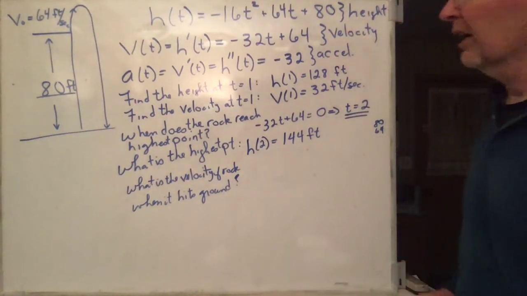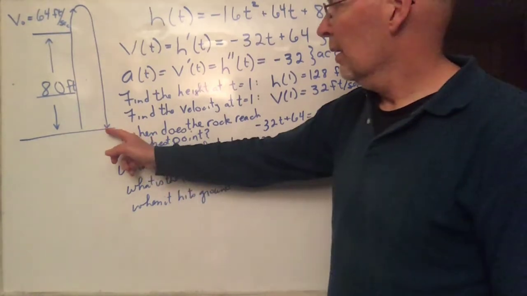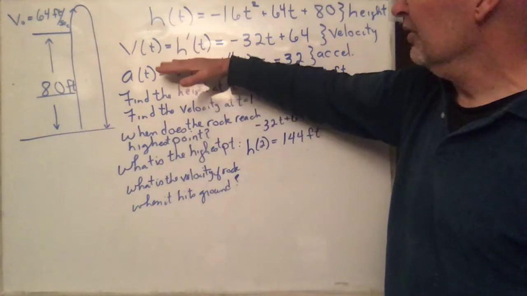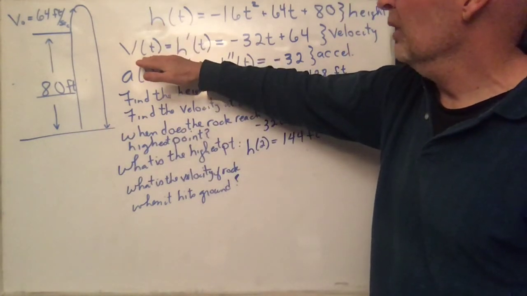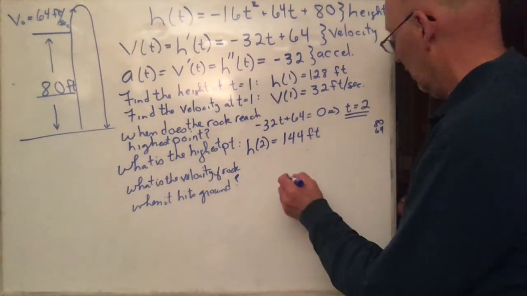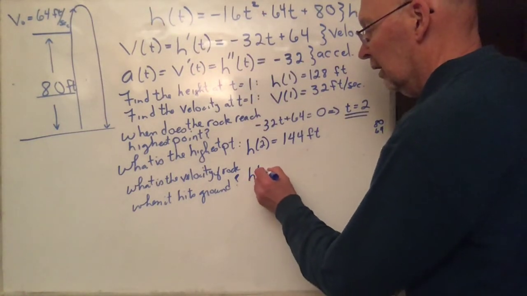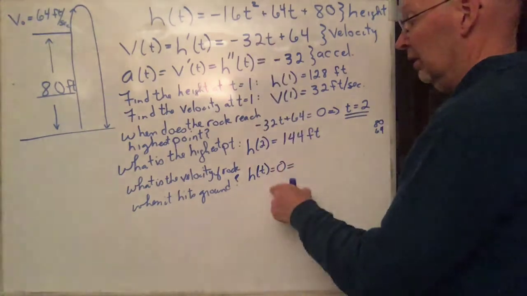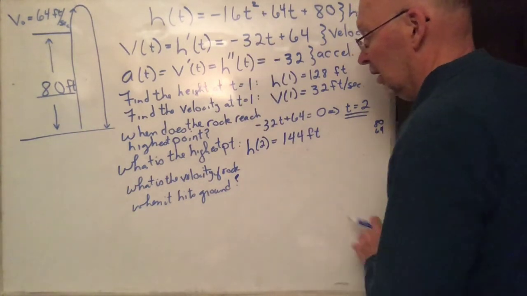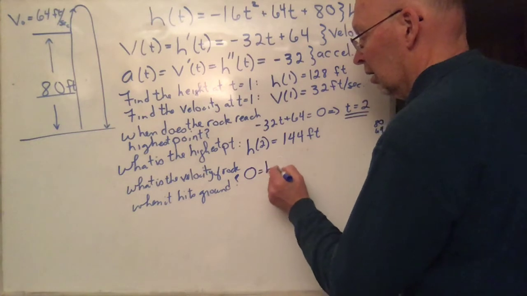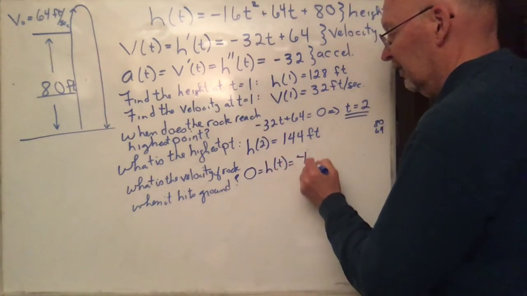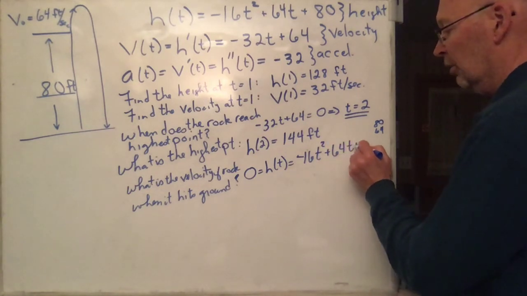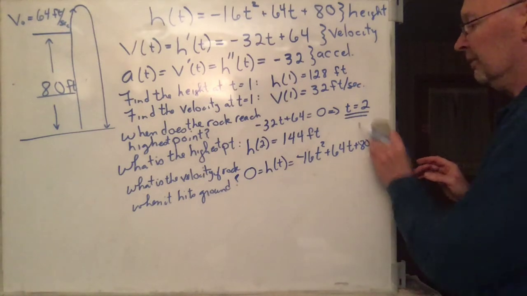Well, okay, how do we figure that one out? We first have to determine when it hits the ground. This will tell me the velocity at any time, but I don't know when it hits the ground. So I first need to set when h of t will be 0. So h of t is equal to 0 when negative 16t squared plus 64t plus 80 is equal to 0.